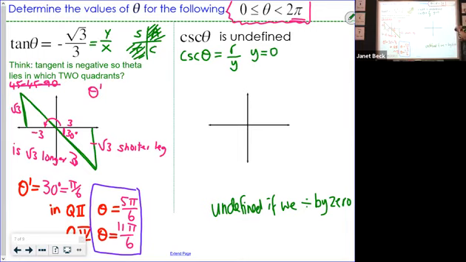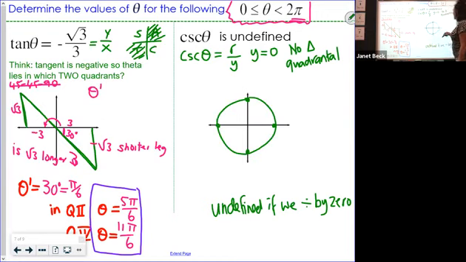Can I draw a triangle where one of the legs doesn't exist? No. There is no triangle where a side equals 0, so this must be a quadrantal angle. Okay, if it's quadrantal, it's either going to be 0, pi over 2, pi, or 3 pi over 2. Look at those points and think, which has y equals 0? Well, there's 2 points.